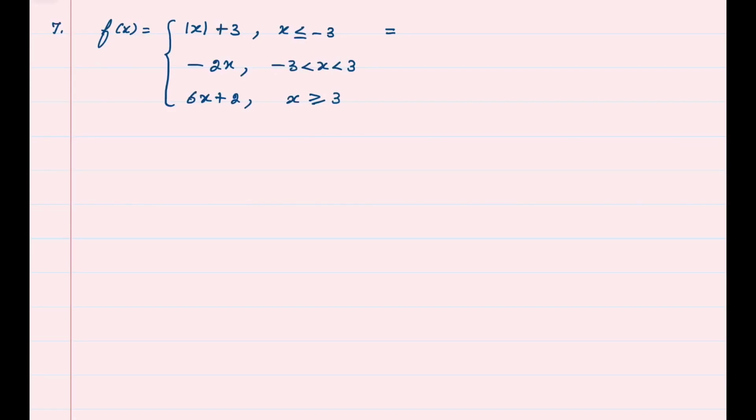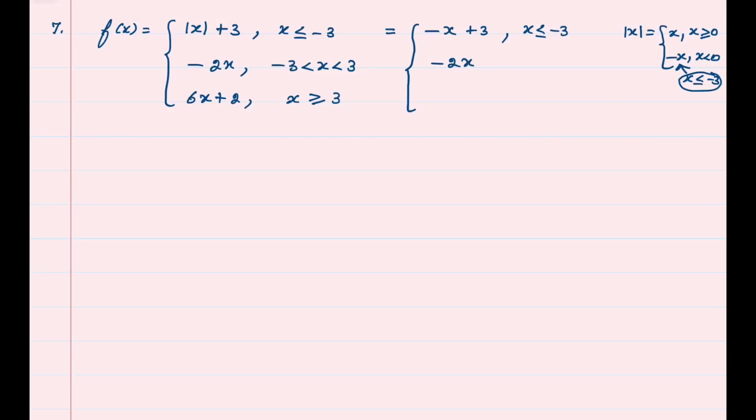In the first definition, x is less than or equal to minus 3. That means all x values are negative. So, for negative values, we know that absolute value of x should be replaced by minus x, because the definition of absolute value of x is x when x is greater than or equal to 0, minus x when x is less than 0. Here, x less than or equal to minus 3 will take all negative values. We will be using this definition. So, absolute value of x becomes minus x in this case, where x is less than or equal to minus 3. Other definitions are same.